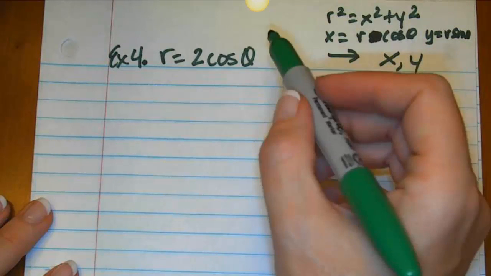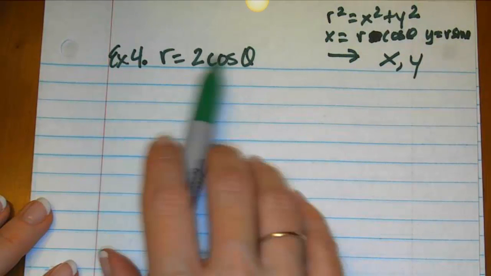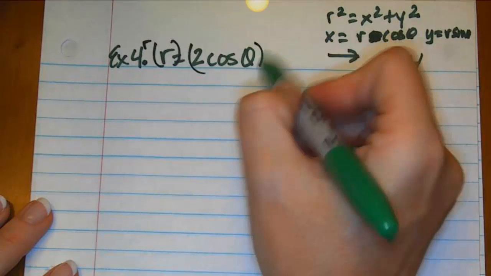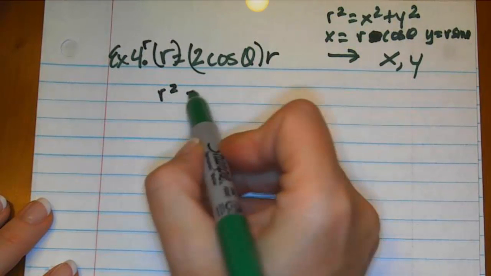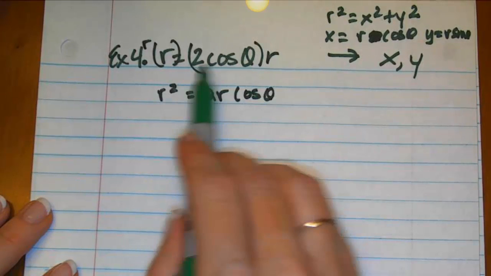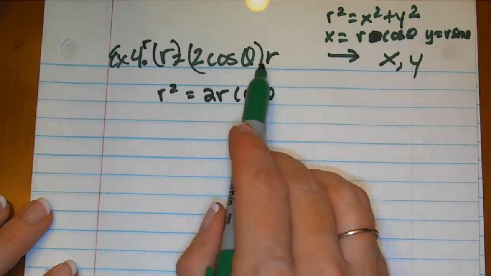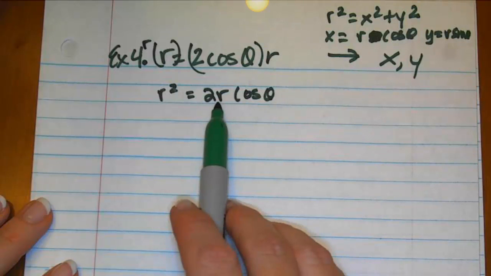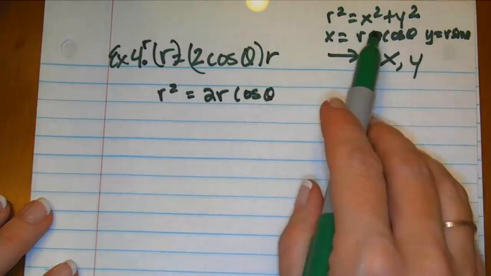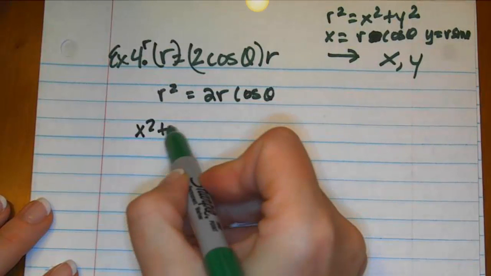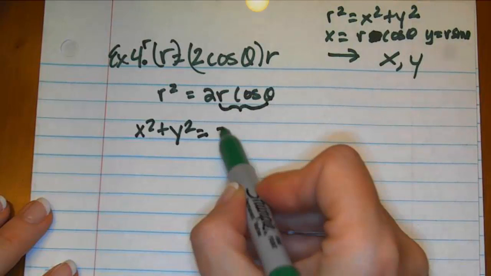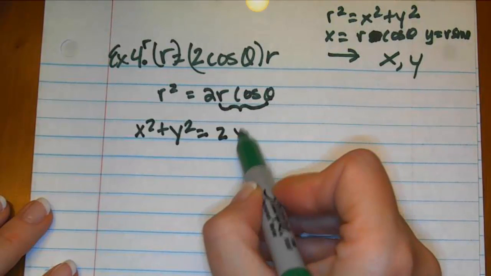So what I'm allowed to do is whatever I do to one side of an equation, I do to the other. So I'm going to multiply both sides by r. When I do that, I get r squared is equal to 2r cosine theta. Again, 2, cosine theta, and r are all being multiplied, so I use the commutative property to write the r here. Well, I can substitute x squared plus y squared for r squared, and for the r cosine theta, I can substitute in an x.